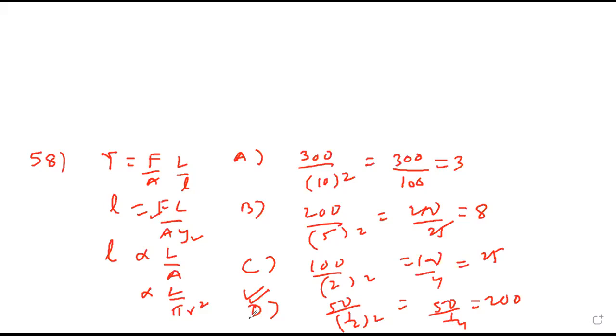Done, sir. Okay, 59. Try 59. Elastic potential energy per unit volume is half stress into strain. We have to write the answer in terms of strain. So is it option A? Yes, sir. 59 will be option A.